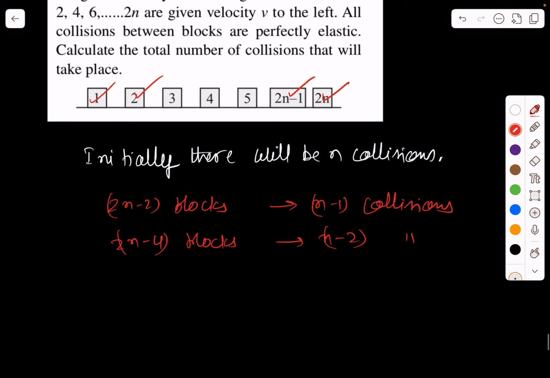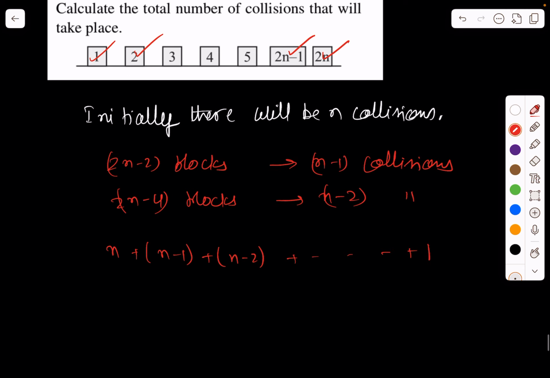So if we add up, we get n plus n minus 1 plus n minus 2, and this will go on till only two blocks are left, which will yield only one collision at the end. So if we sum up, we get a simple arithmetic progression of the first n natural numbers, which results in n into n plus 1 by 2.